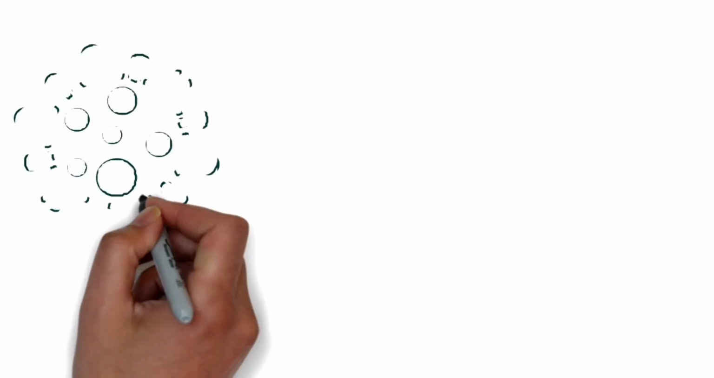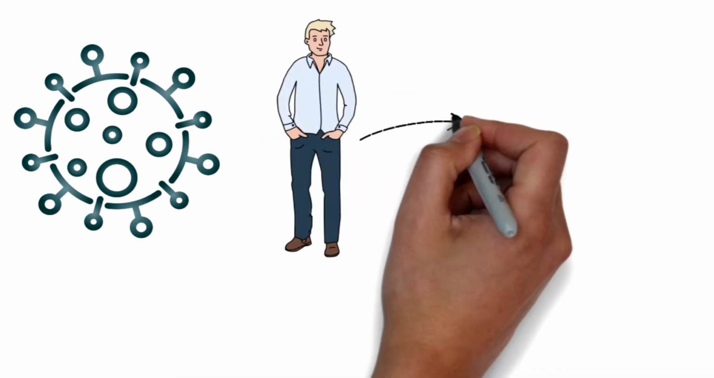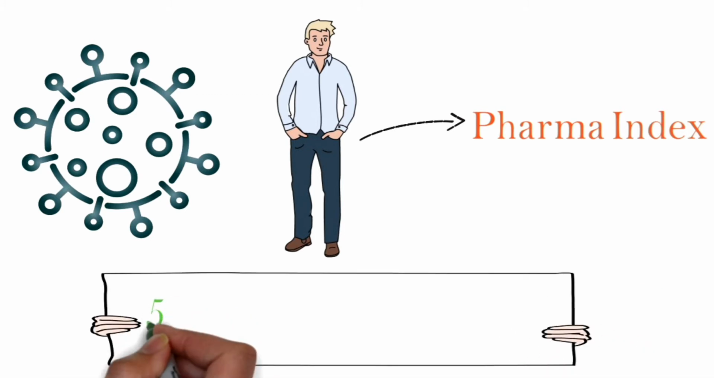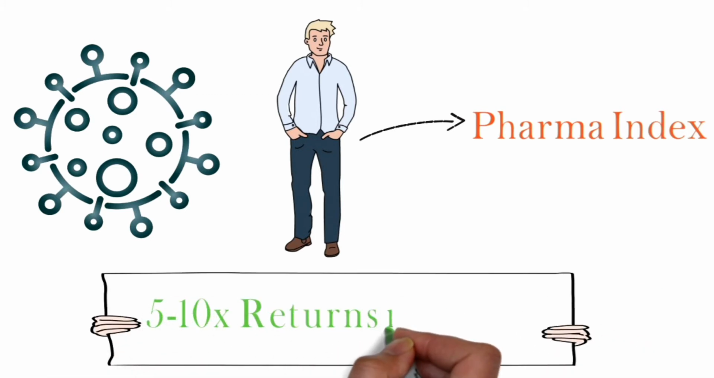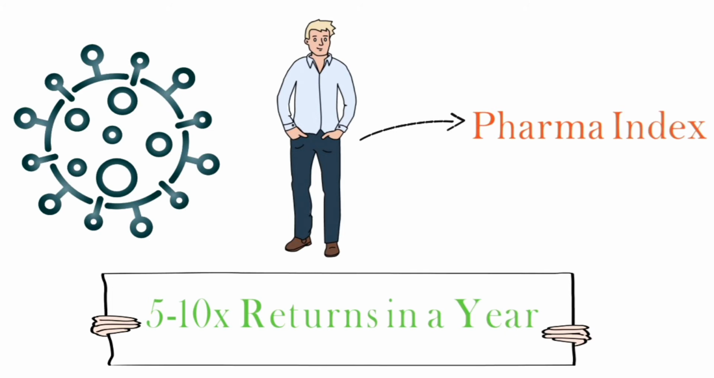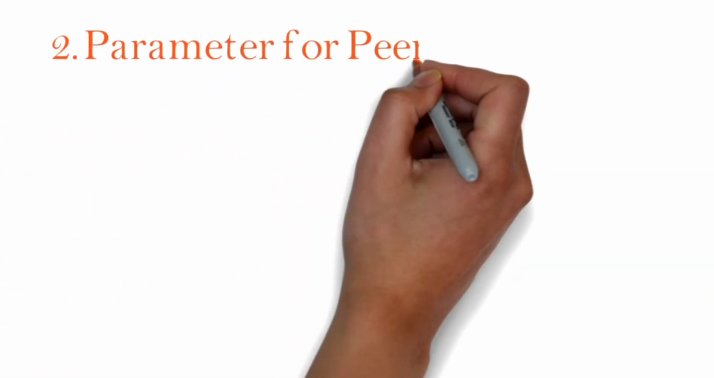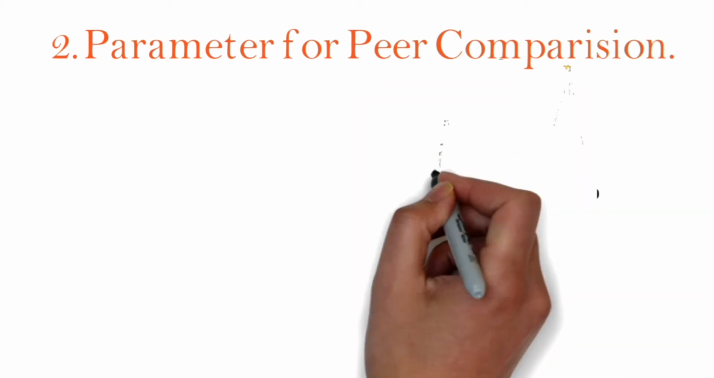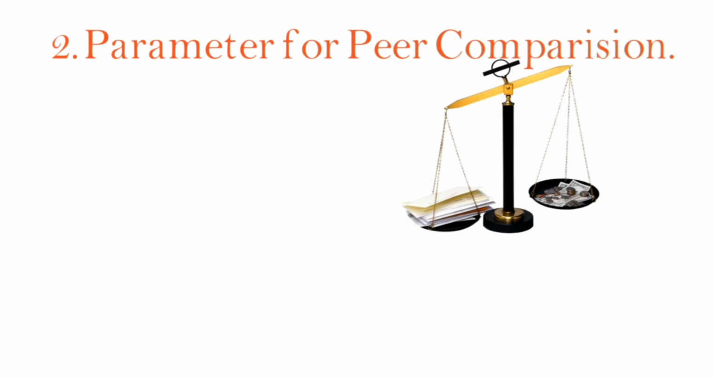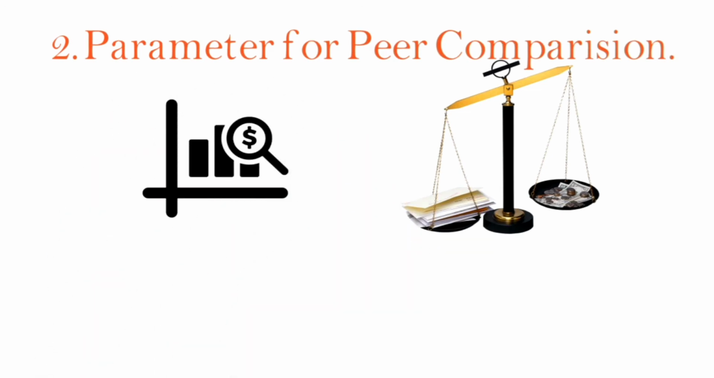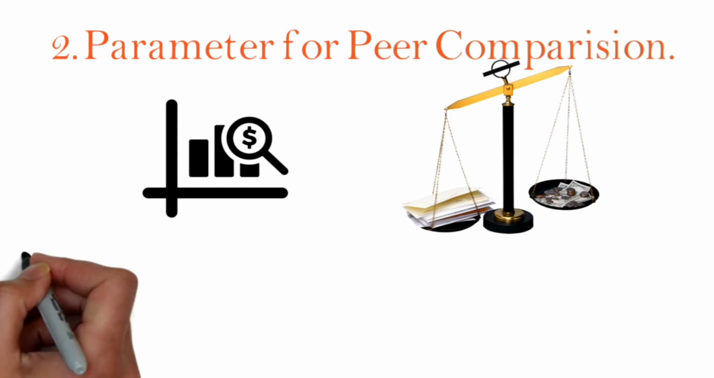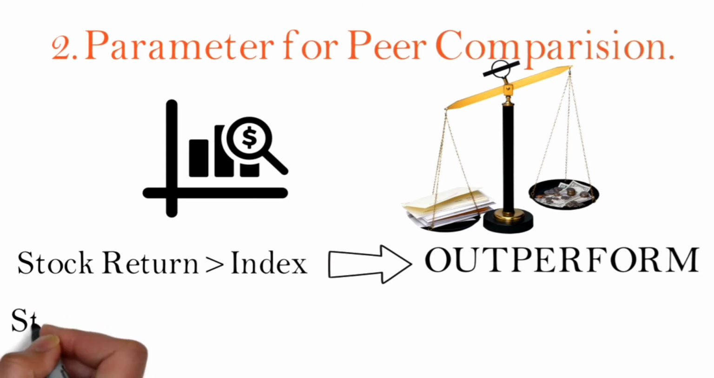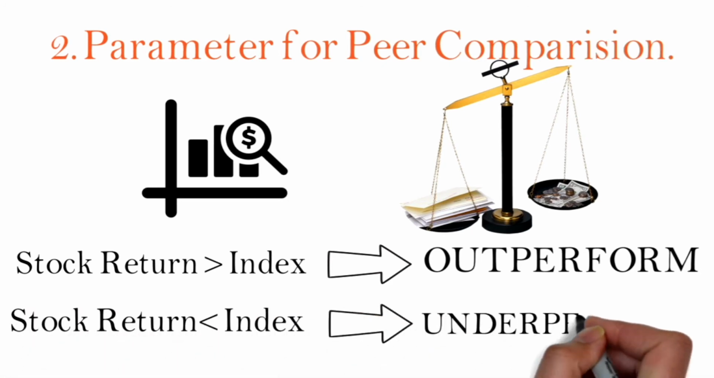For example, post COVID, millions of investors switched to pharma index because they saw an opportunity in the pharma industry and they made 5 to 10 times return on equity just within a year. Number 2. The parameter for peer comparison. Before including a stock in your portfolio, you have to assess whether it's worth the money. By comparing with the underlying index, you can easily judge the performance of a stock. If the stock gives higher return than the index, it is said to have outperformed the index. If it gives lower returns, then it's said to have underperformed the index.